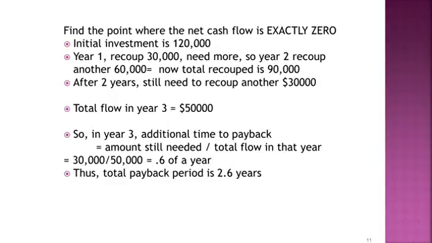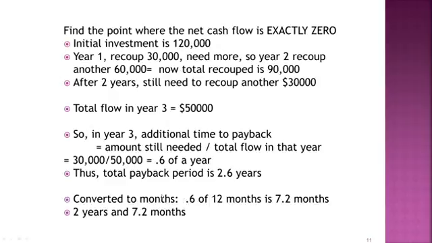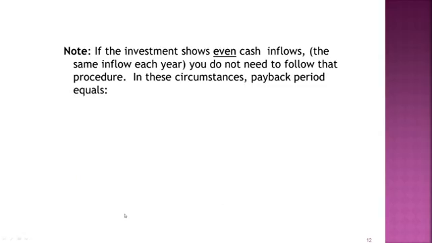Therefore, the total payback period is 2.6 years. We can convert this to months. 0.6 of 12 months is 7.2 months. So if we take it a step further and convert it to months, the payback period is 2 years and 7.2 months. Either answer would be fine. So you could have 2.6 years or 2 years and 7.2 months.